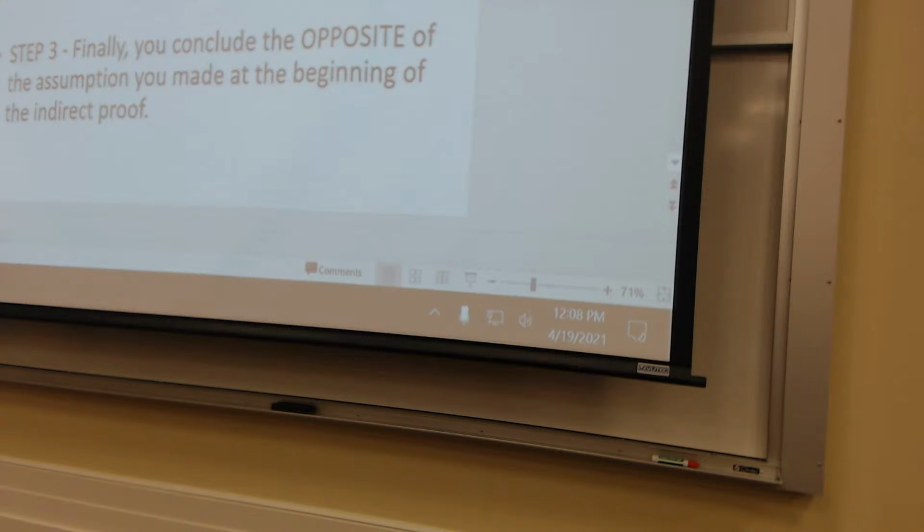When you have accomplished that, then step 3 is you may conclude the opposite, you may infer the opposite of the original assumption as true. The indirect proof has demonstrated that the opposite of the initial assumption is the case.